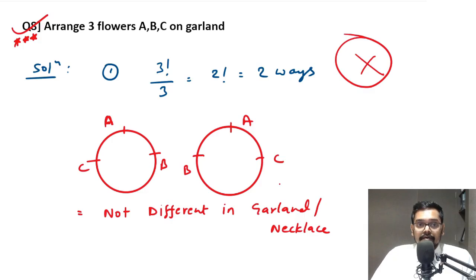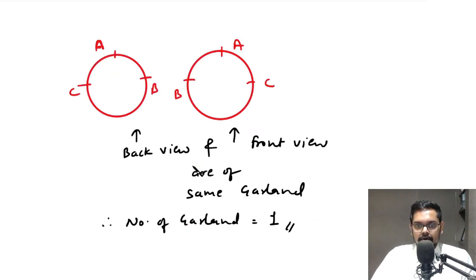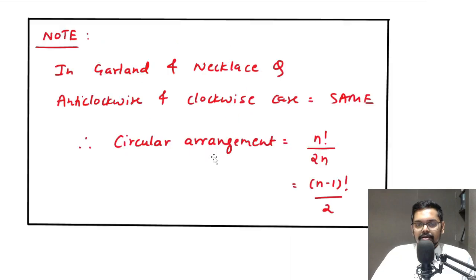We have seen garland, which is a good question. You said 2 ways, but you forgot that garland has 2 views. Because it had 2 views, the front view and back view will give these scenarios, anti-clockwise and clockwise. So consider them only one time, because this is the view of the same garland, right? So consider them one time.